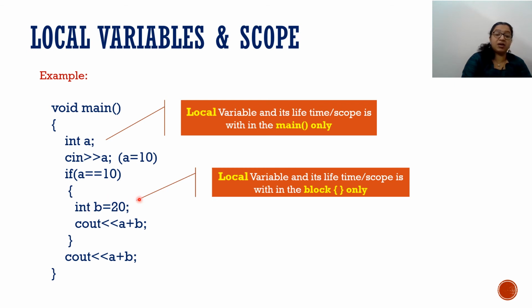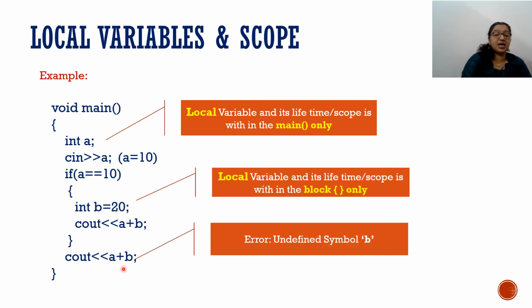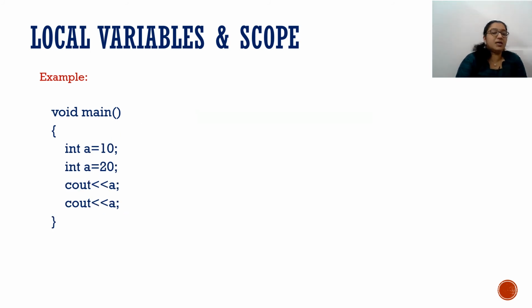But B is a local variable only for that particular block. We can't access this here. So cout A plus B, the compiler will give you an error message, undefined symbol B, because B is a local variable, but local variable of which one? Only for that particular block. We can't access it from outside. Understood? So this is another way of finding the scope. Got it? Okay.